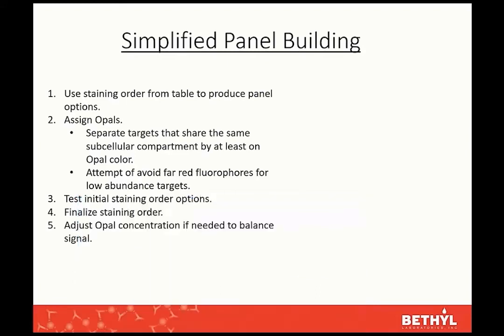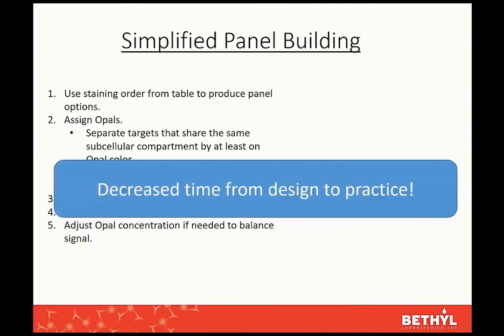So then you would just test these initial staining orders, pick your finalized order, and then if you need to, you can balance the signal by actually adjusting the Opal concentration at the end. So we believe that this system will help you get to your panel faster. So we hope it will decrease the time from design to actually staining your tissue, to actually getting the answers in your experiment.